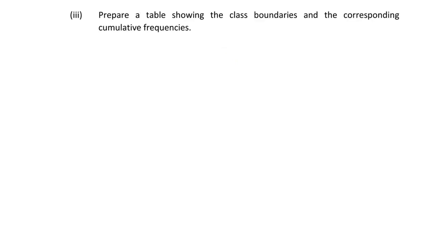For Roman 3, we are supposed to prepare a table showing the class boundaries and the corresponding cumulative frequencies. For this one, we have to remember that class boundary is obtained by minus 0.5 for the lower limit, and also we have to plus 0.5 for the upper limit. So for example, for this one, 31 to 40, the class boundary will be 30.5 to 40.5. So we are going to proceed like this for each class interval in the table as follows.